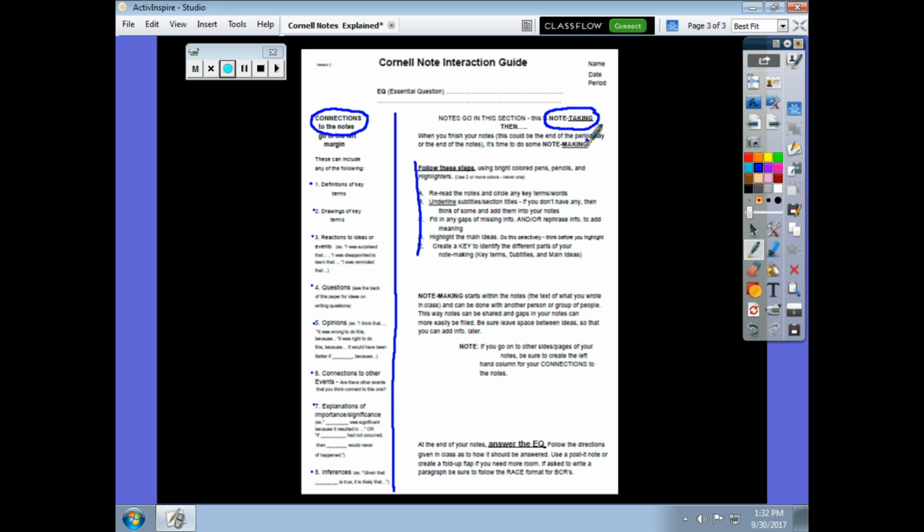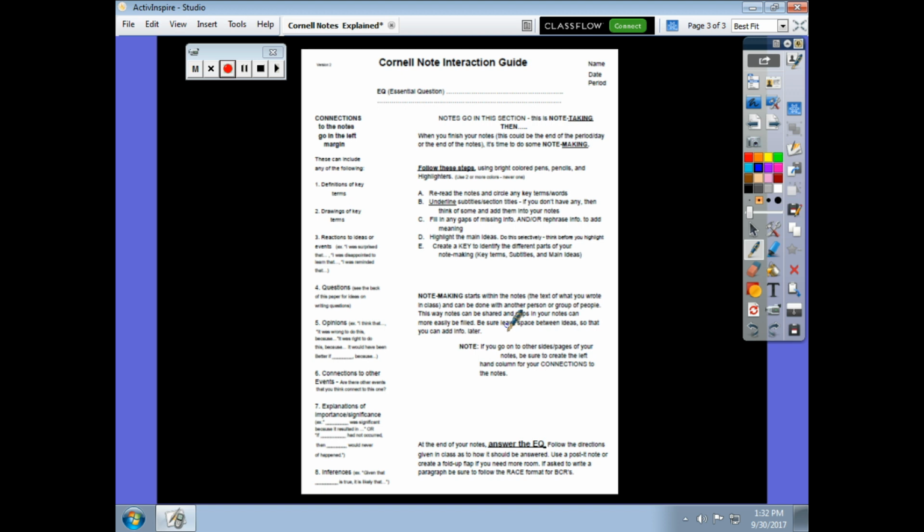And then it says, well, you're going to do some note-making. Let's remember to follow the steps for note-making. And then there's some reminders down here. And then there's also the reminder about the essential question here. So this set of information, this Cornell Note Interaction Guide, is available both on my website as well as in your notebook. And so it's important that you're referring to this.